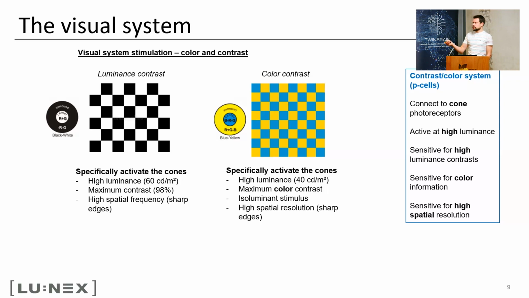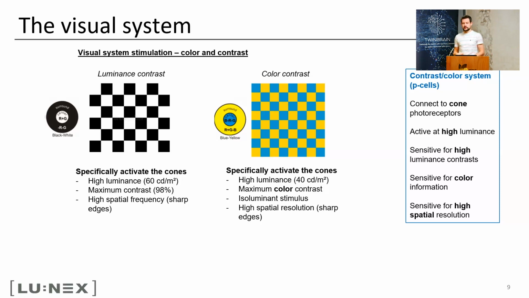Important here is that we need an isoluminant stimulus, which means that the luminance of the yellow patches is the same as for the blue patches. Otherwise you would mix up luminance contrast, which we have on the left side, black and white, with a color contrast. Here we only want to have a color contrast, which means that the blue and the yellow must have the same luminance, so as to not have any luminance contrast.